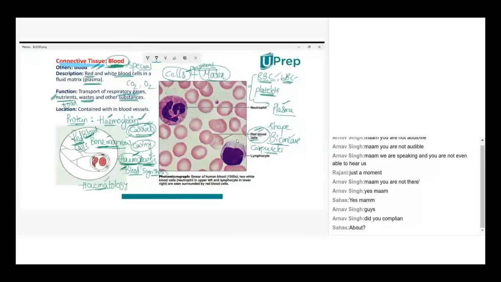This is all about RBC. Here two terms are important: plasma and hemopoiesis. These two terms are important in this blood tissue. Plasma is nothing but the matrix, the matrix in which all the cells of the blood are present. The RBC, WBC, platelets, all these are present in plasma. Plasma is the matrix, and hemopoiesis is synthesis of blood and blood cells. Okay? Clear with that?